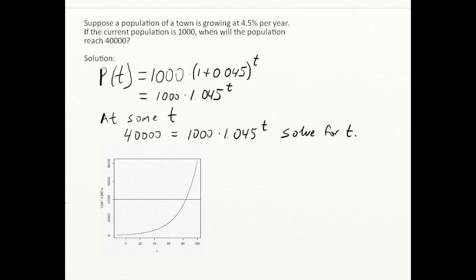Here's a graph of the exponential function. The curve here is the exponential function. Now the constant line is at 40,000. This is what we want our population to be. So the idea is to find some value t for which the population is equal to 40,000. And this is going to be our solution. Some value of t right here is going to be our solution.